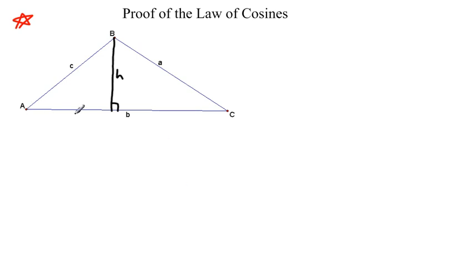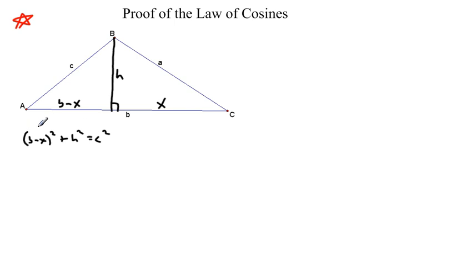Okay, now if this entire base is B units, I'm going to call what's over here on the right X, and this amount will be B minus X. Okay, and the reason I'm doing that is because I want to use the Pythagorean Theorem here. So on the left-hand side, I can say B minus X, quantity squared, plus H squared equals C squared.